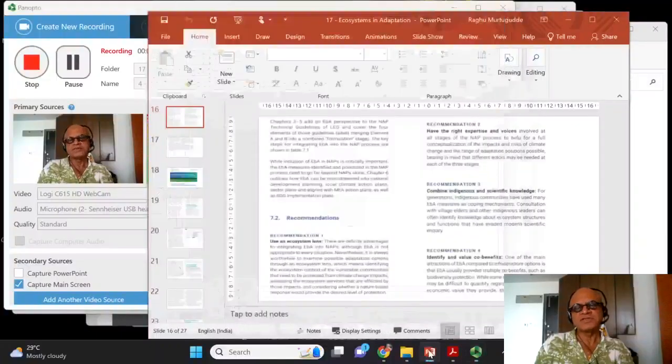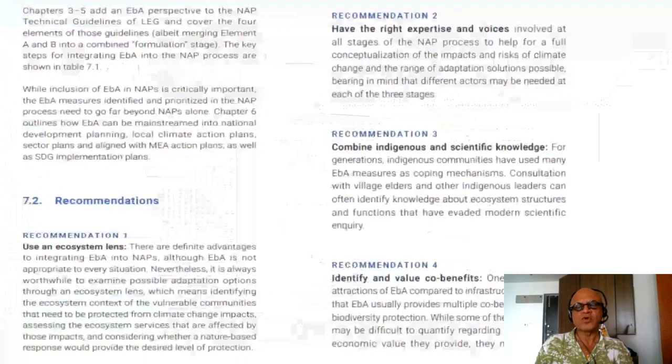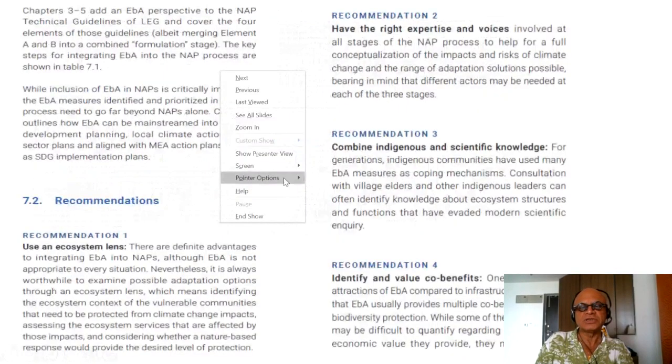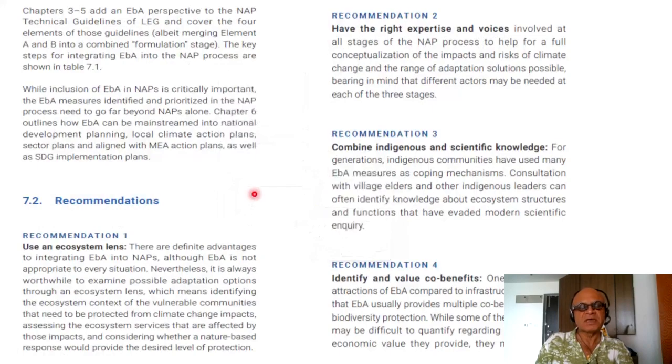So let's wrap up this summary of this report by reading out the recommendations for integrating ecosystem-based adaptation into national adaptation plans. Recommendation 1, use an ecosystem lens.